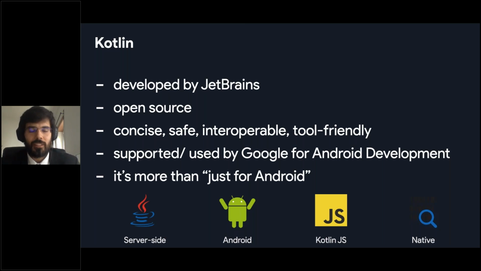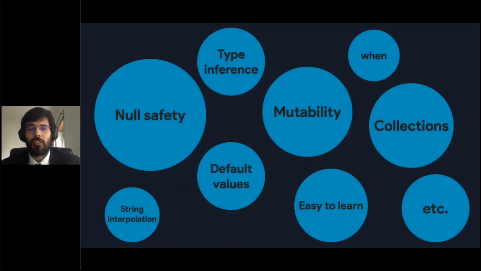And Google says that everything that they're shipping now for Android in apps, they are doing it in Kotlin. And what some people forget is that it's more than just for Android. You've got Kotlin on the server side, you've got Kotlin/JS, and you have it native. I could be speaking about Kotlin for the entire talk and even more. These are just some of the few features that all of us use daily. We have immutability, null safety, collections, type inference, and a really important one, it's easy to learn.